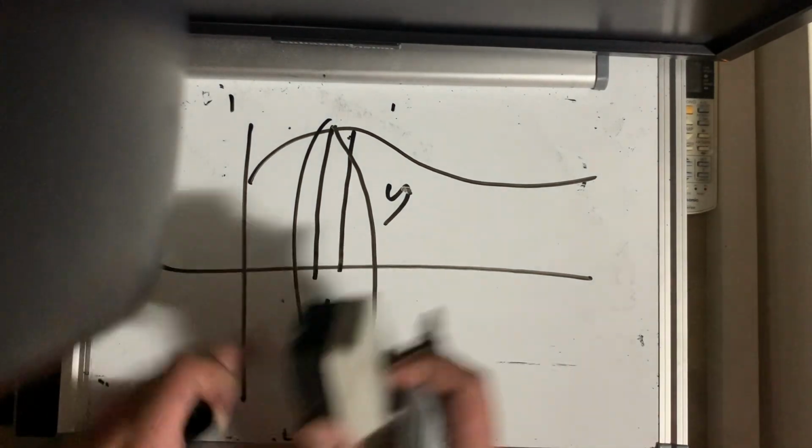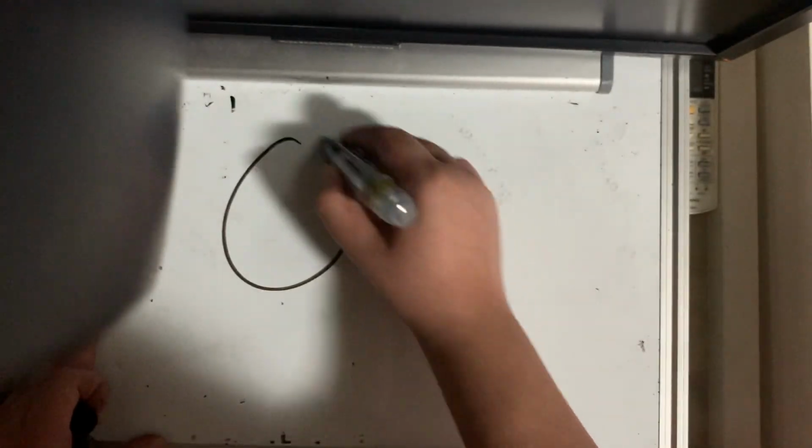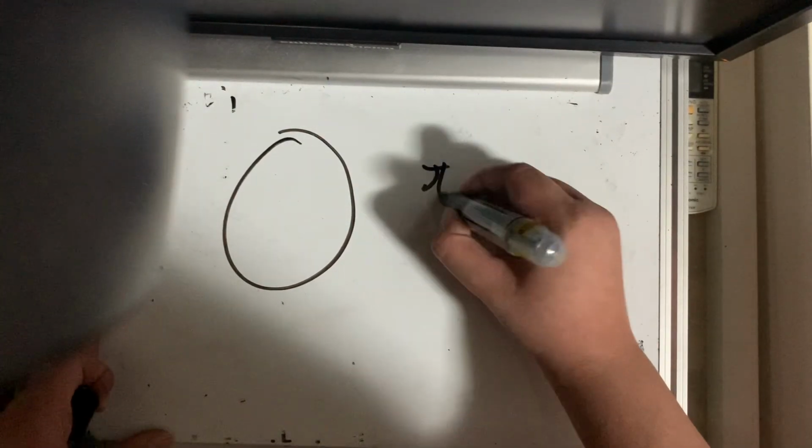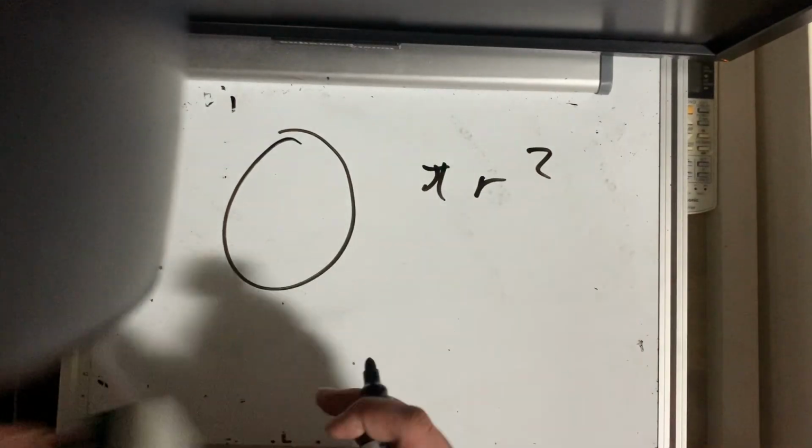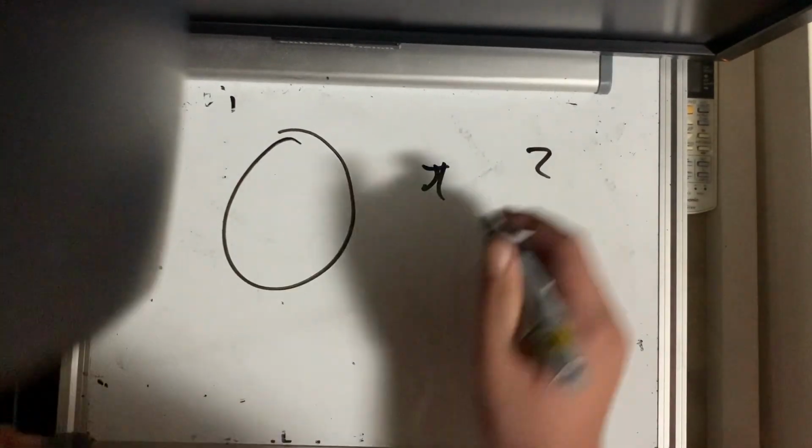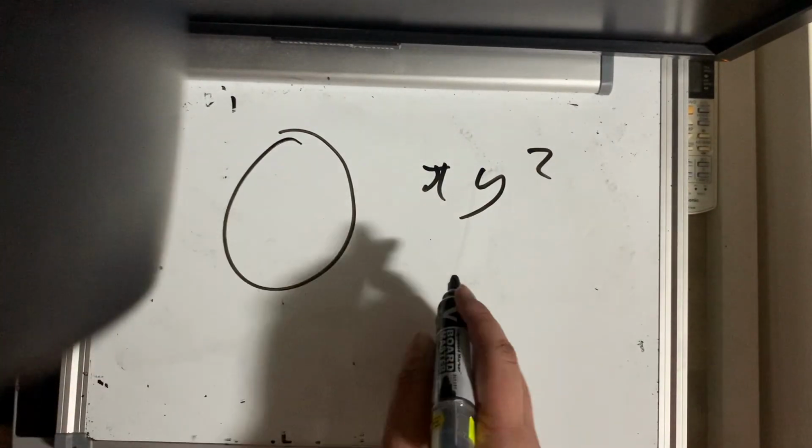Now, how do we find this volume then? So surface area is going to be pi r squared, right? Surface area of a circle is pi r squared. But the r is going to be y, that exact y value at that point.